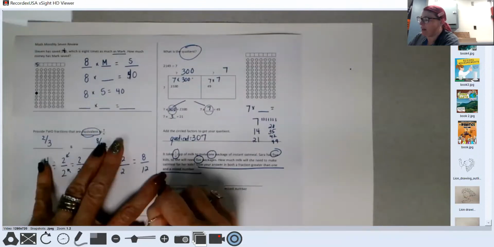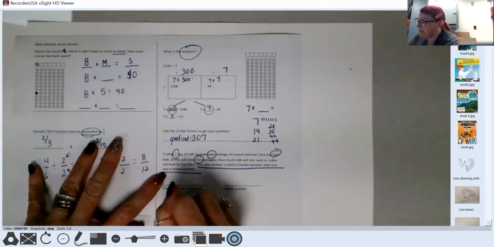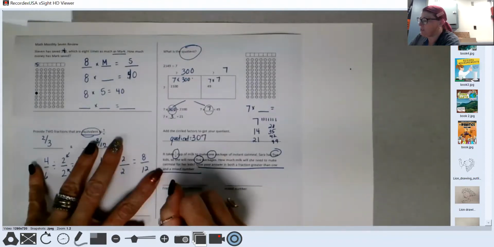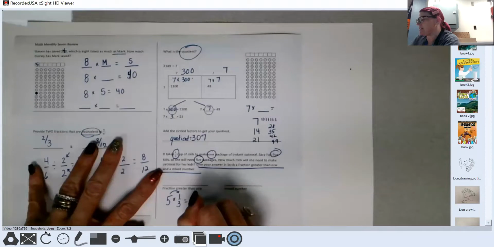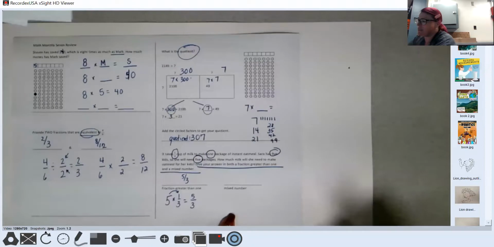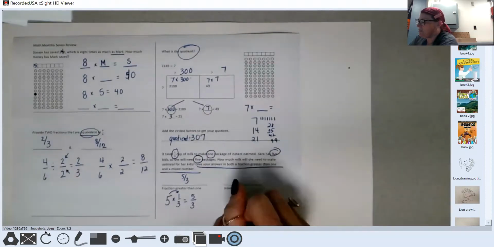So I know I have 5 packages. That's multiplication. Times 1/3. So I multiply the whole number times the numerator, which gives me my new numerator. Denominator stays the same. So 5/3 is my fraction greater than 1. And now I need to determine my mixed number.